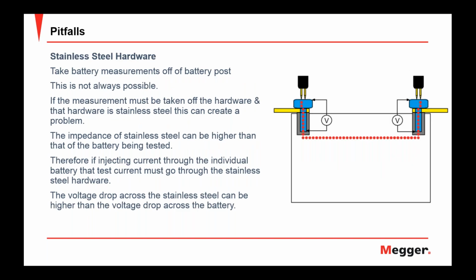Stainless steel hardware. This is something we want to watch out for. This is one of the reasons we want to take measurements off the post. You use stainless steel hardware. They tend to have a higher impedance to them, so they can skew your readings. So if I have a duplex system, note, I'm going to be injecting current directly through that stainless steel, which means that I'm going to be including those voltage drops in the reading.